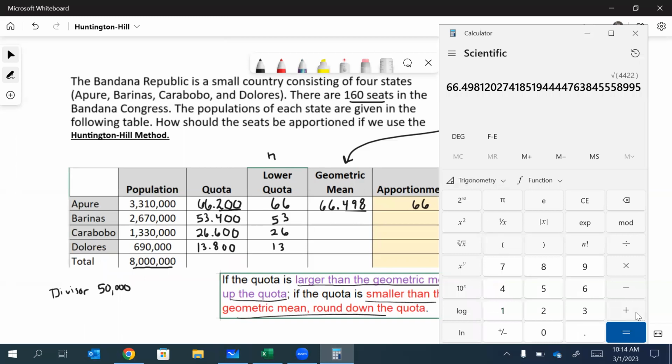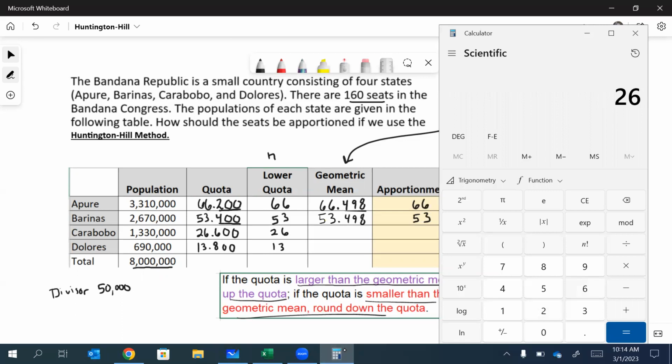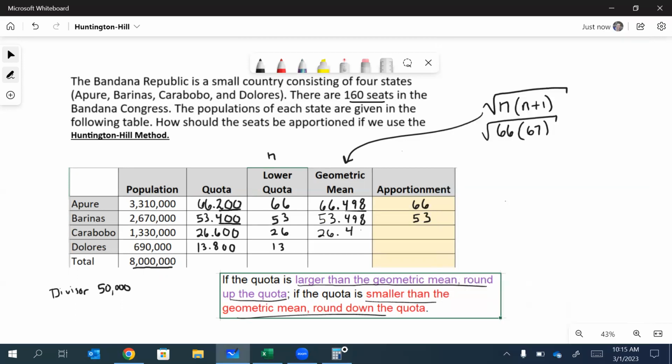For the next one, it's going to be 53 times one more, 54, equals that. Take the square root, 53.498. And once again, when you compare, you can see 400 is smaller than 498, so round down to 53. Next one, our lower quota is 26, so 26 times 27, and then take the square root of that, 26.495. This time, though, the quota of 600, the decimal part, is bigger than 495. Remember, if the quota is larger, you're going to round up. So we're going to go from 26.6 up to 27.